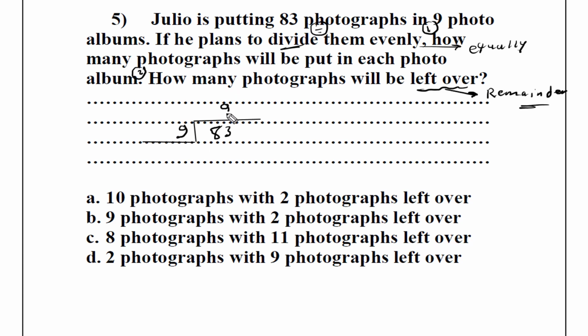It will be 9. 9 times 9, 81. Write a line, subtract, it will be 2. So the remainder is 2. Don't forget, the answer of the first question is the quotient. The answer of the second will be the remainder. So 9 with remainder 2. He said 10 with 2. Number B, 9 with 2. So the answer is number B.